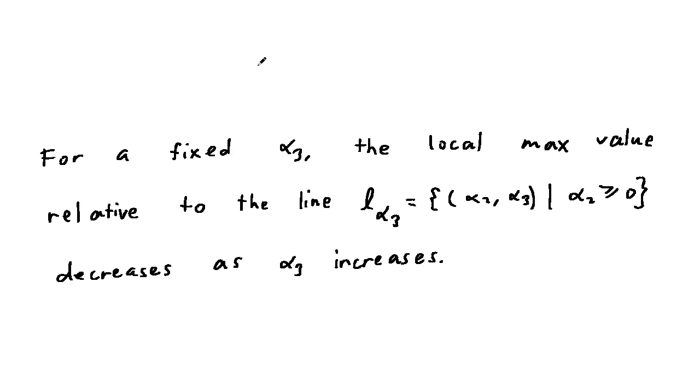In fact, we can show that for a fixed alpha 3, the local max value relative to the line L sub alpha 3, given by the set of all pairs (alpha 2, alpha 3) where alpha 2 is greater than or equal to 0, decreases as alpha 3 increases. Therefore, there is a global max at (2/5, 0).